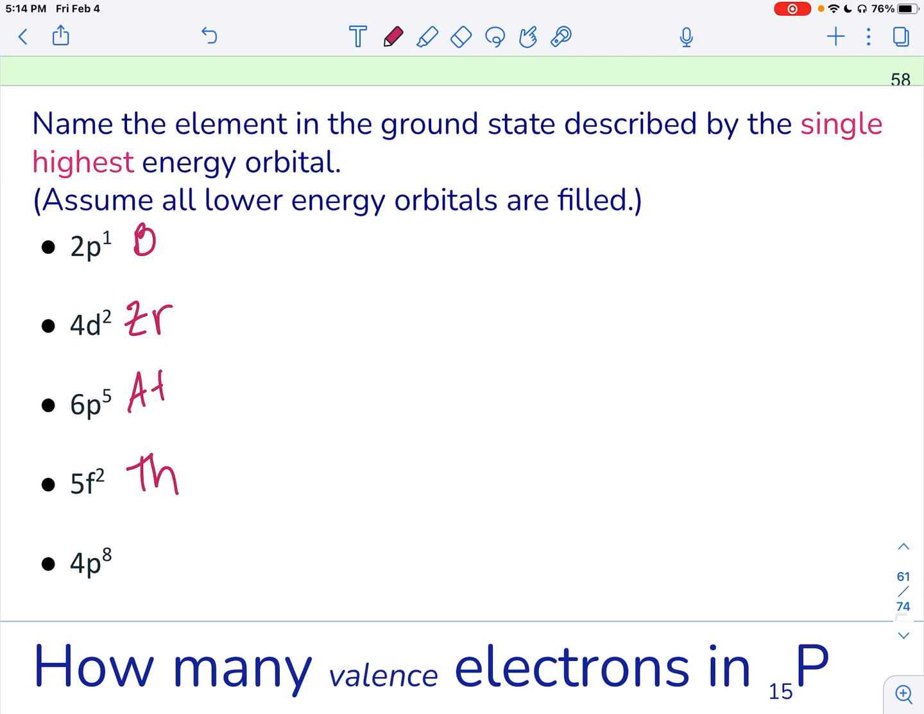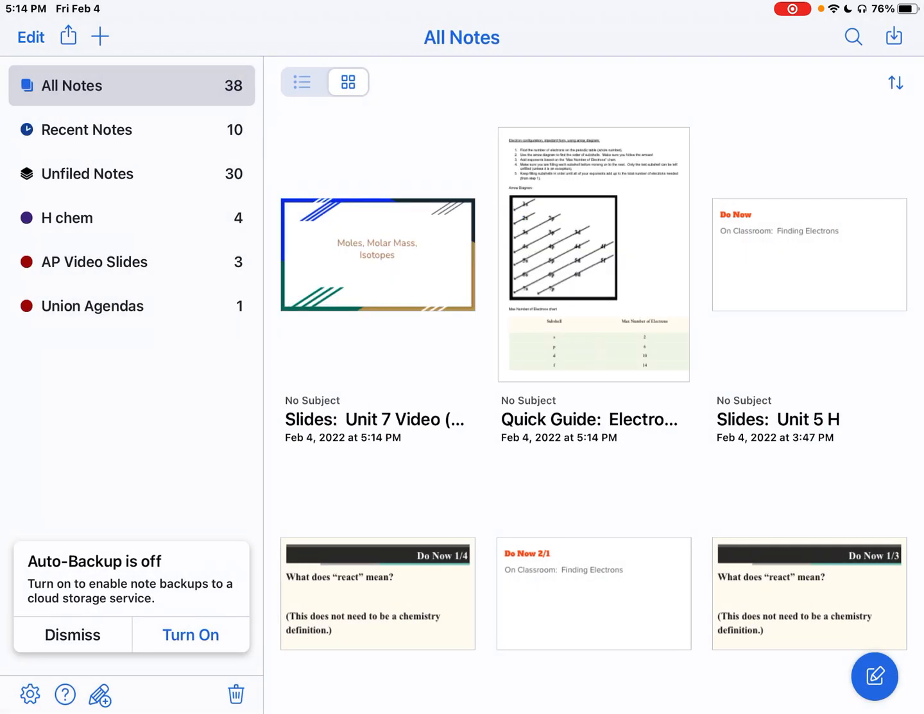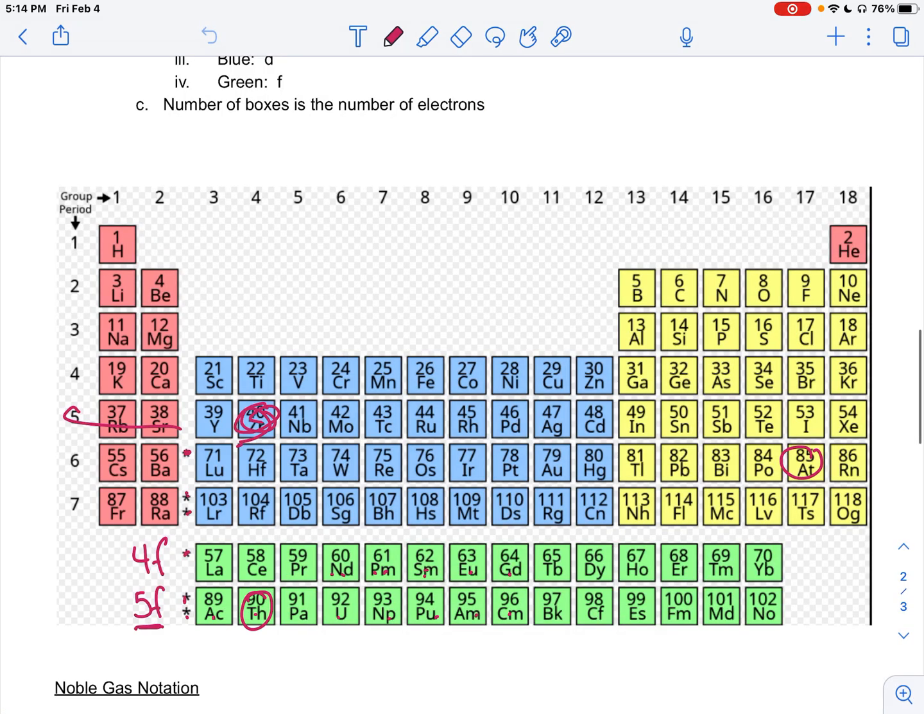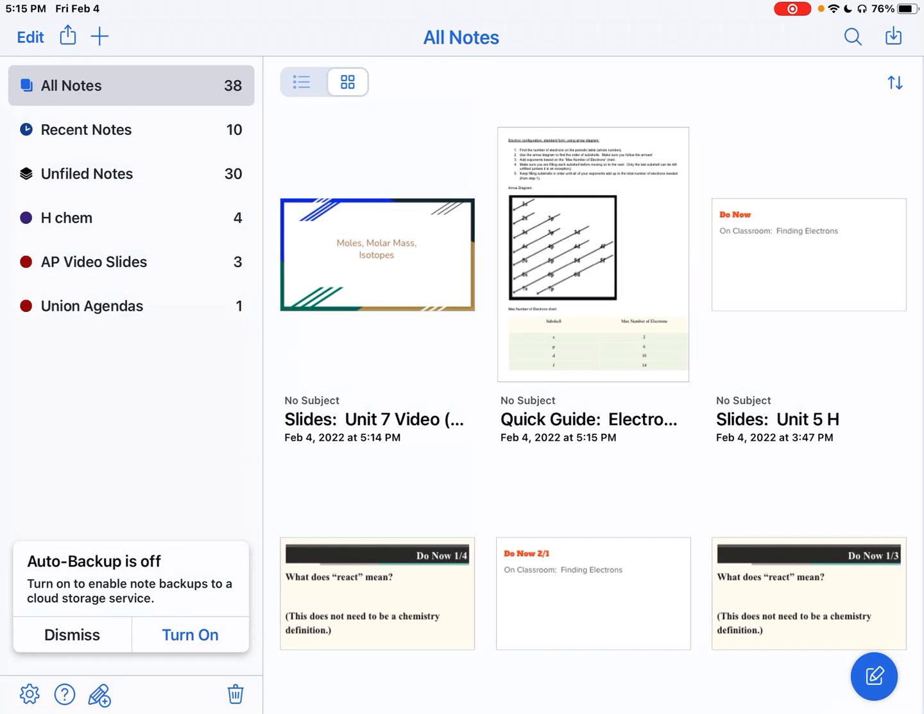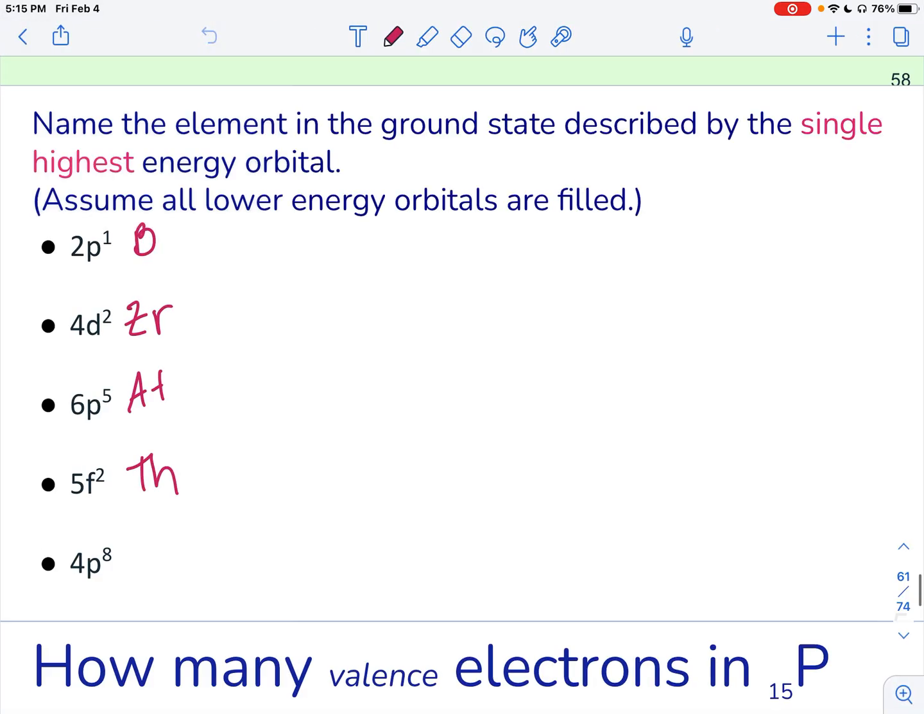And 4p8. Period 4, p, 1, 2, 3, 4, 5, 6. Not possible, okay? The p only holds 6 electrons. So don't go further than that and say, oh, well, they must have meant 4p6, 5s2. No. The answer is that is not possible. There is no element that fits this description.